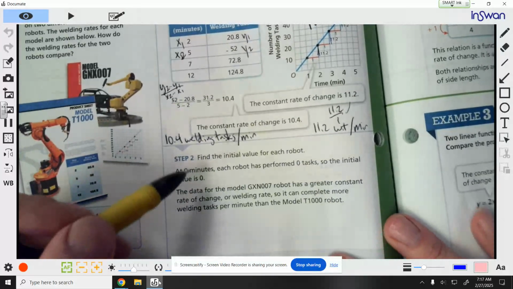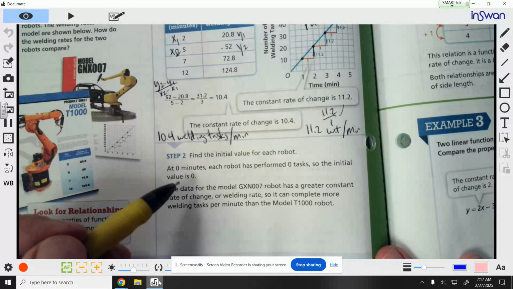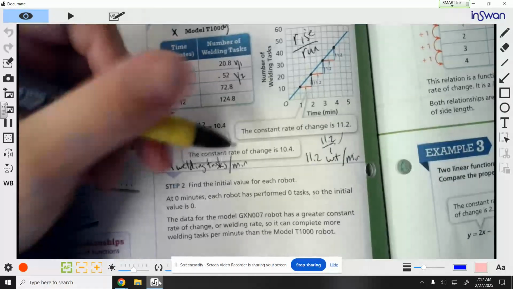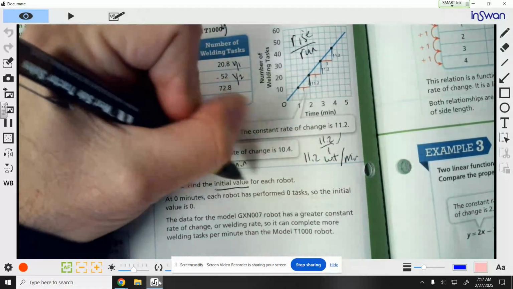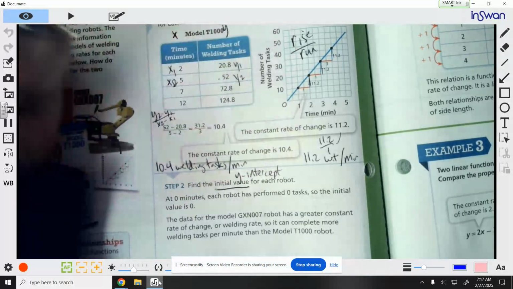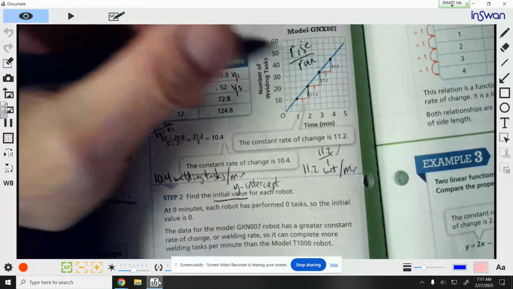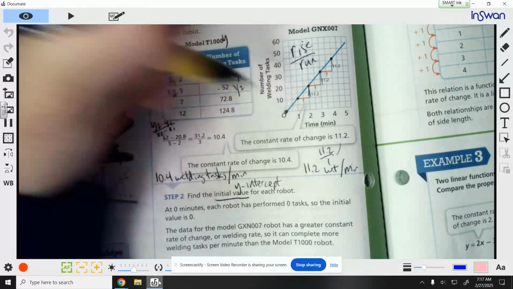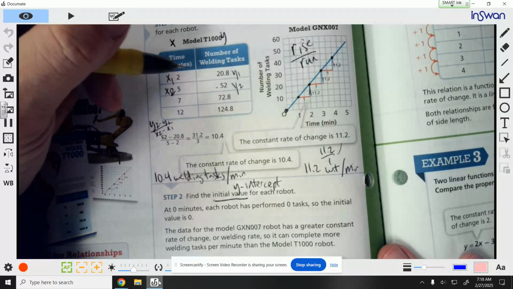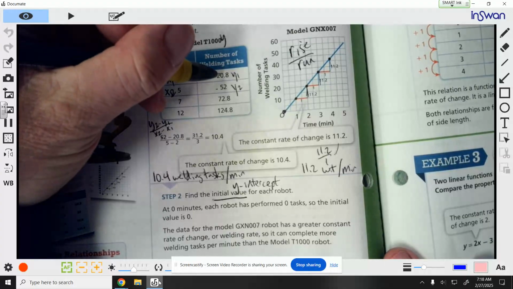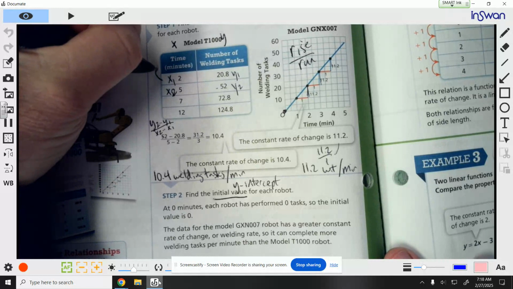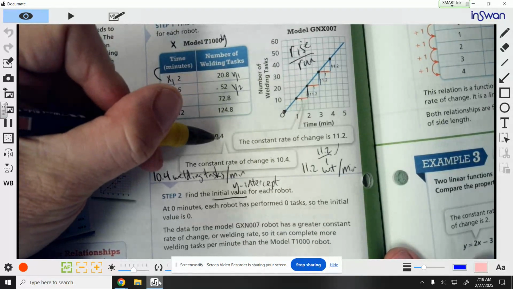Okay, step 2, find the initial value for each robot. At 0 minutes, each robot has performed 0 tasks. So the initial value, if you guys recall, that is also known as our y-intercept. So if we look at the graph there, it's pretty easy to tell where the y-intercept is, where it's touching the y-axis. That's at 0. If you look at the table, though, it's not so easy to tell, but you can work your way backwards because you know at 2 minutes, it was at 20.8. So if I went back 2 minutes, to 1 minute, well, I would subtract 10.4.